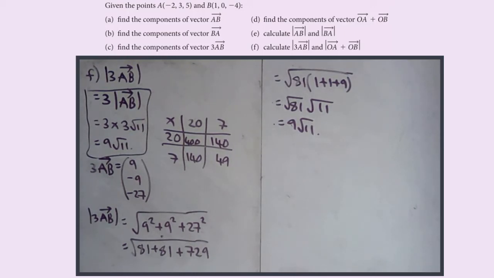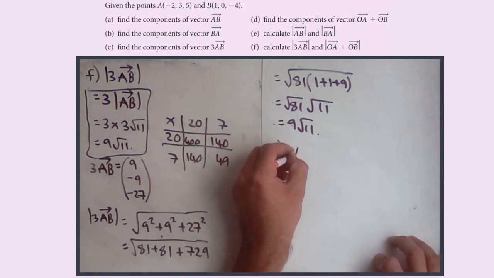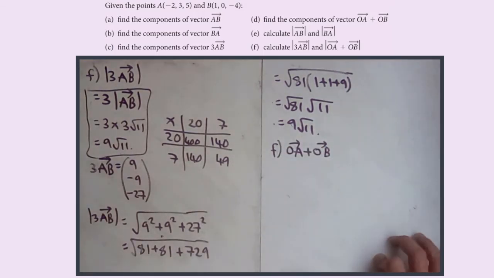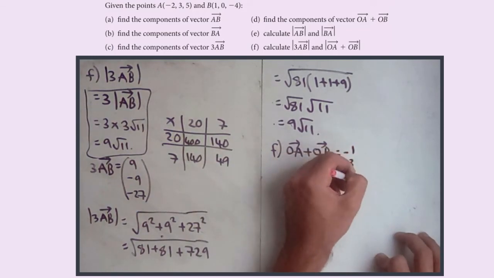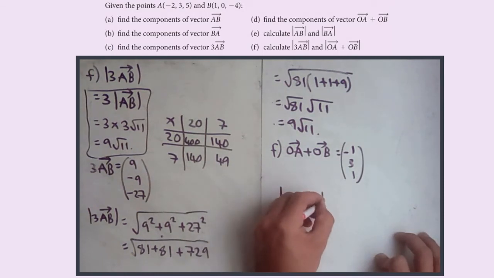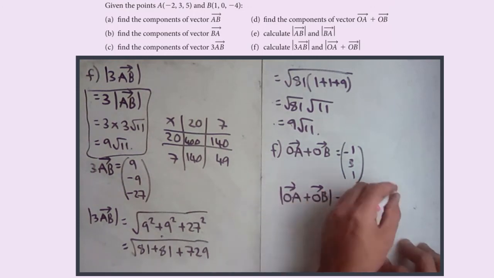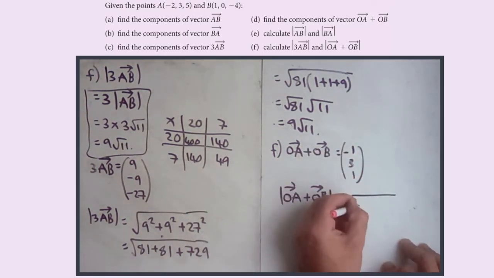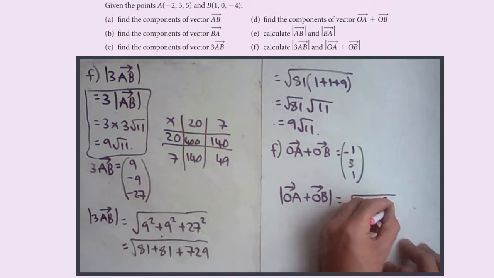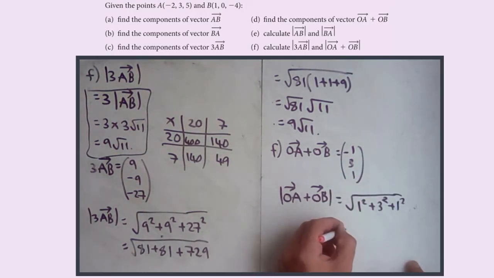The final part, it wants the modulus of OA plus OB. So from part D, OA plus OB, we worked that out to be minus 1, 3, 1. So the modulus of that is going to be the square root of 1 squared plus 3 squared plus 1 squared. Okay, 1 plus 9 plus 1 is just the square root of 11.